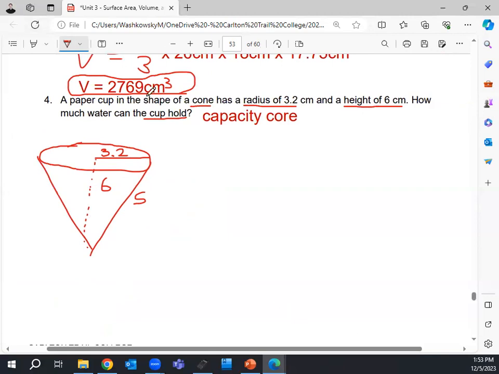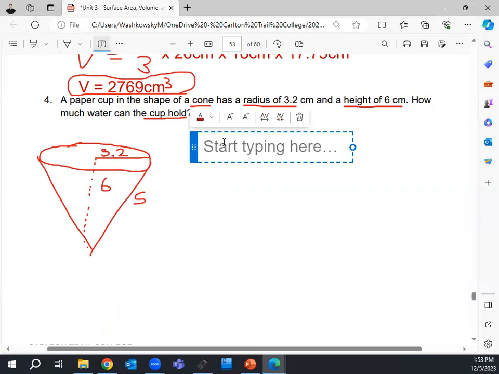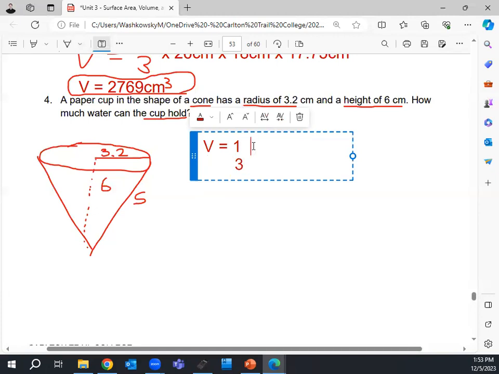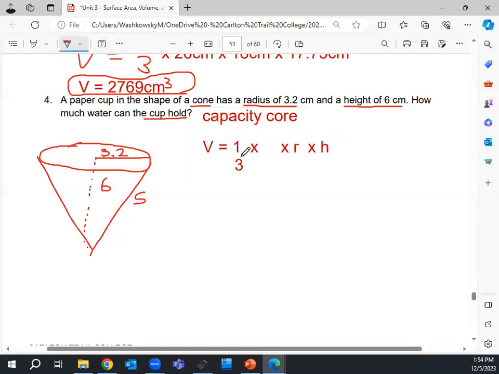So cool. And now all I need to do is I just need to take that formula that I just made and pop it in here. So the volume of a cone is equal to 1/3 times pi times radius squared times height. So 1/3 times pi times radius squared times height.